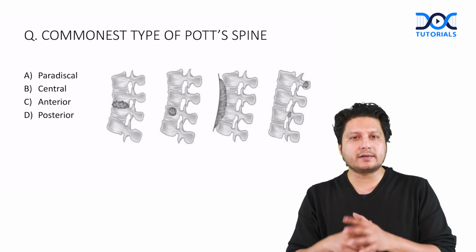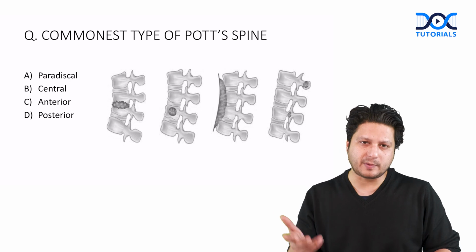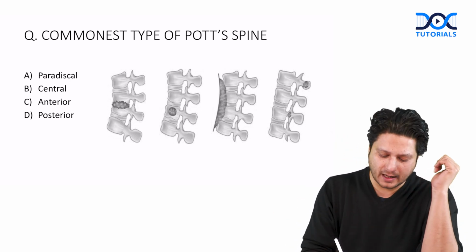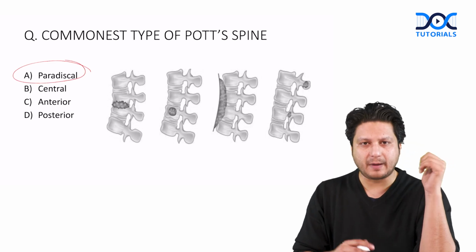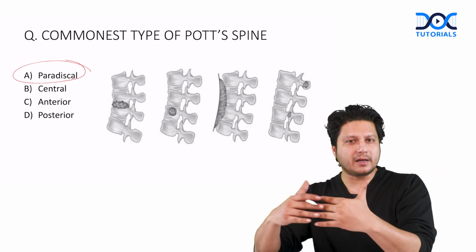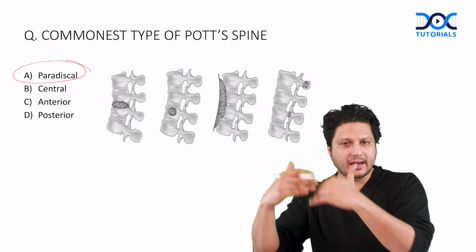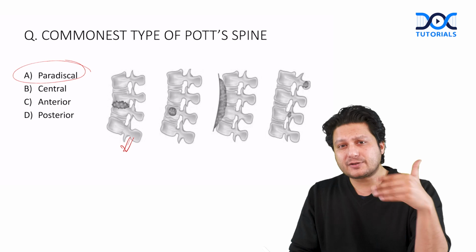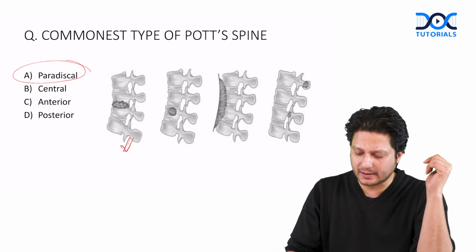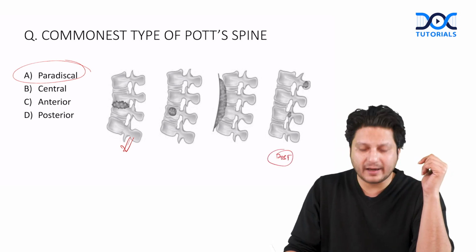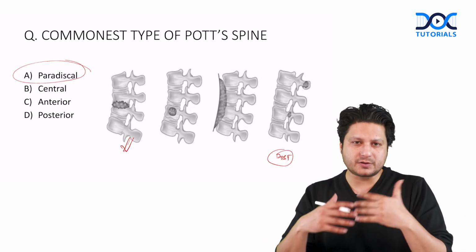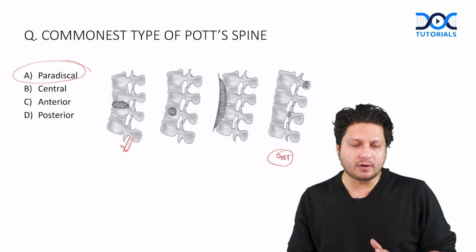Next, which of the following is the commonest type of tuberculosis of the spine? You are already aware of this question, and the answer is paradiscal. Paradiscal means where there is a primary involvement of the intervertebral disc and the adjacent vertebral body. So paradiscal involvement is the commonest type. The least common type is the posterior type, where anything could be affected, like lamina, pedicles, the spinous process, transverse process, or the articular facets.